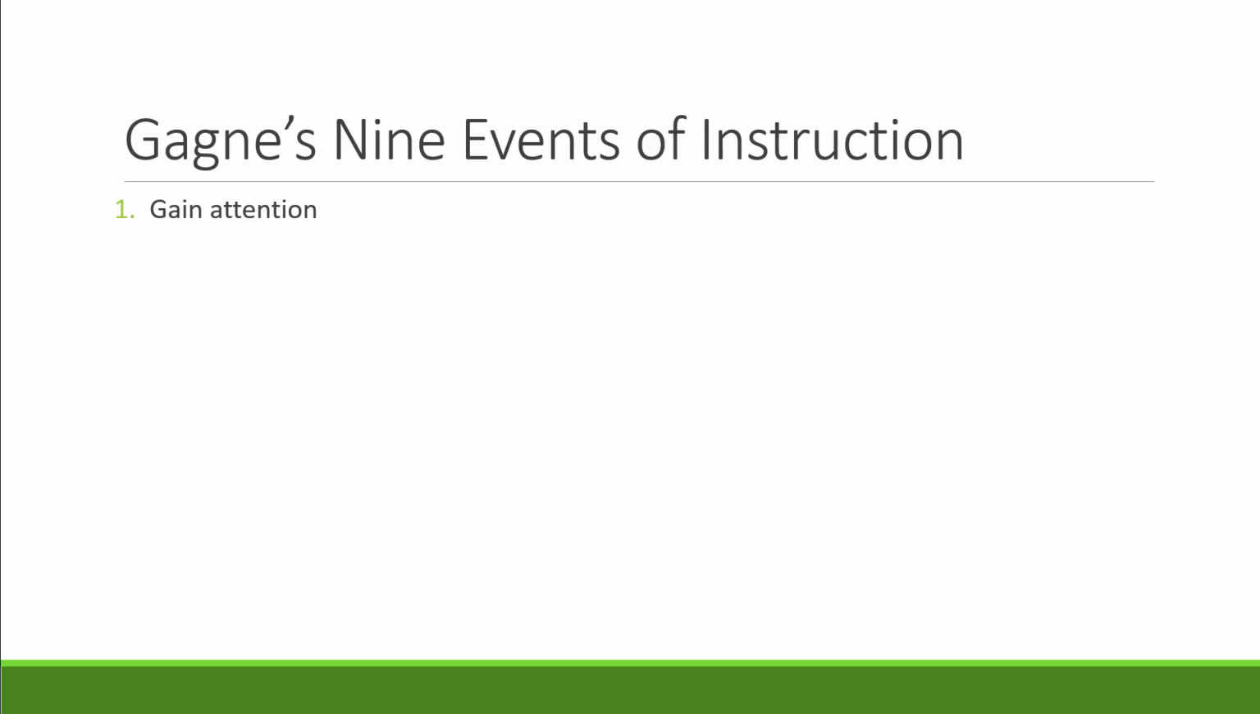The very first one is probably going to make sense. Gain attention. If your learner is not paying attention, they are not learning. Next up, inform learners of objectives. If they don't know what to expect from an experience, it's harder for them to pay attention to what's important and to organize this information into their own experience and organize it in their own mind.